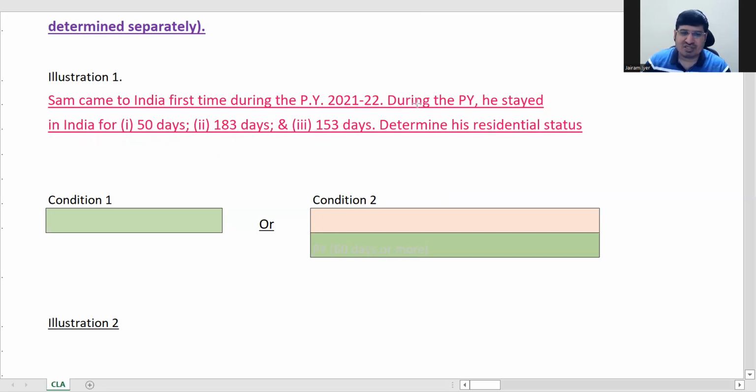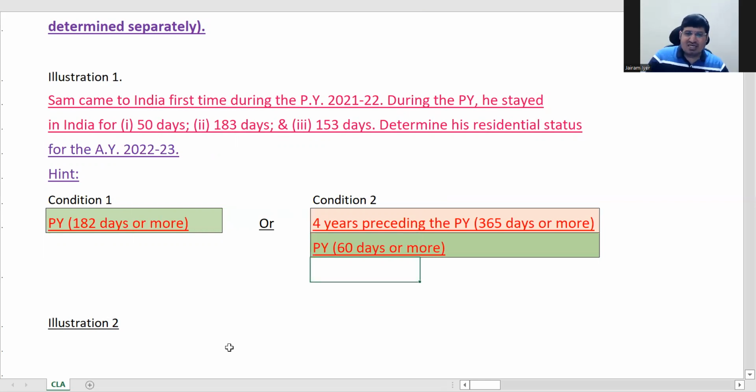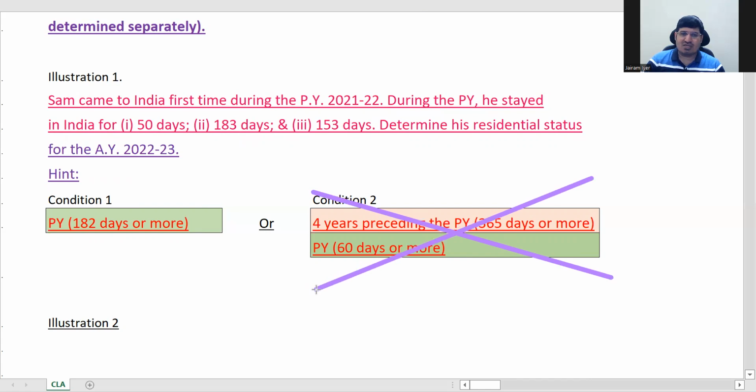Okay. So again, here, if you see, condition 1, 182 days or more. Condition 2, 4 years preceding the previous year, PY 60 days or more, 4 years preceding 365. This is not getting fulfilled. So only condition 1 is what you have to test now. This is how you have to do these problems. So this is not useful for us. Now test 182 days or more among these three. Which one is holding good? Only this 183, correct? So only 183 is resident, the other two are non-resident.